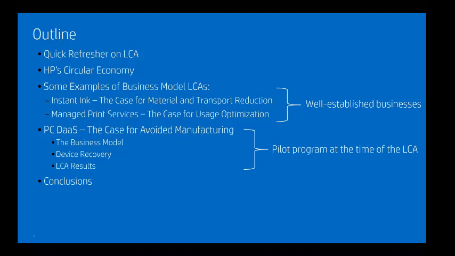And then I'll give 3 examples, and these are all examples of actual LCAs that we ran at HP on business models for various versions of device as a service. So the first one is Instant Ink. You may have heard of it. I'll talk more about that, but that's where HP sends you cartridges instead of you having to go to the store to buy them. Managed print services, which is where HP would go into anywhere from a small business to a large office suite and install an array of printers and then manage those printers and all the supplies that go with them. And then finally, PC device as a service.